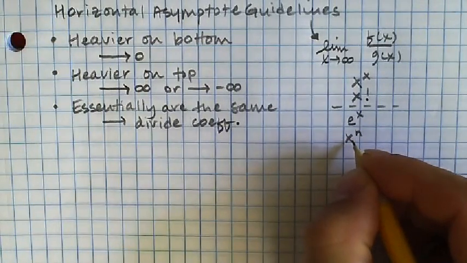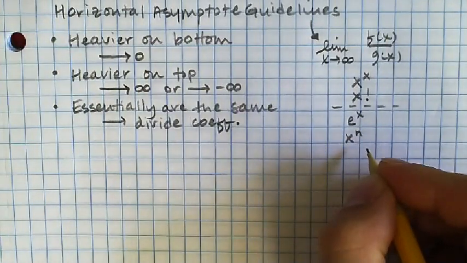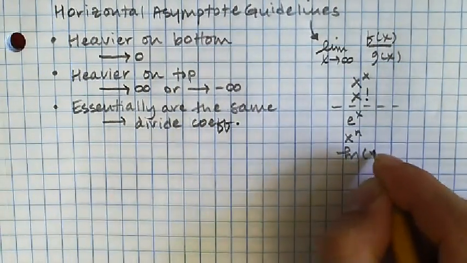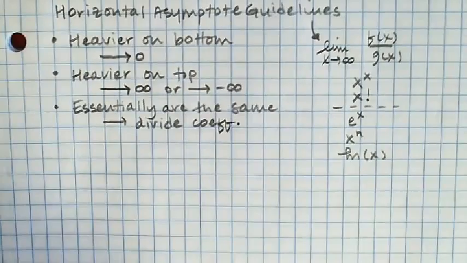Okay, something slower than a polynomial would be a log. So something like natural log of x. And let me think.